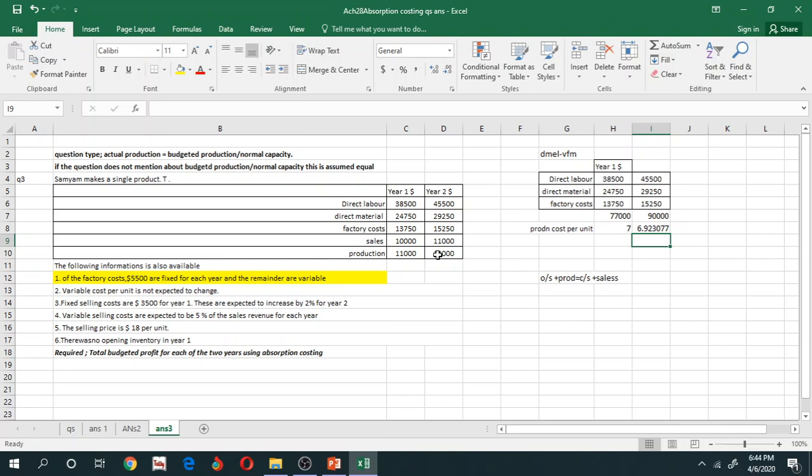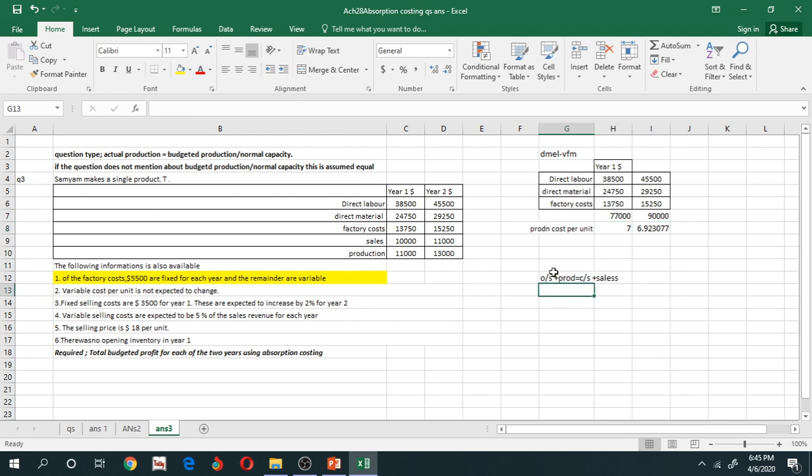So why am I dividing by production units? That could be your question. It's because here the budgeted units equal production units. Remember, there are no budgeted units given in the question, so both are equal. So that's the production cost per unit. After doing this, this will be useful later on when you're seeing the solution.